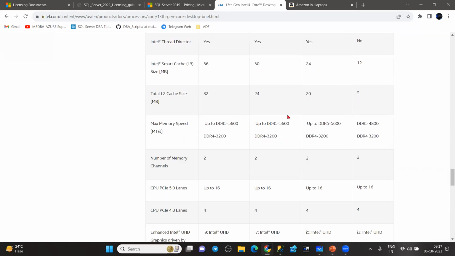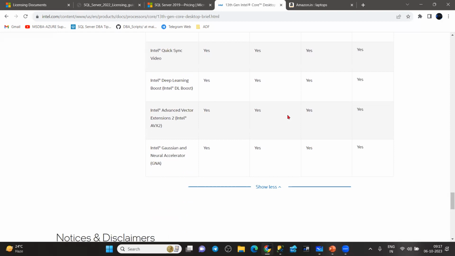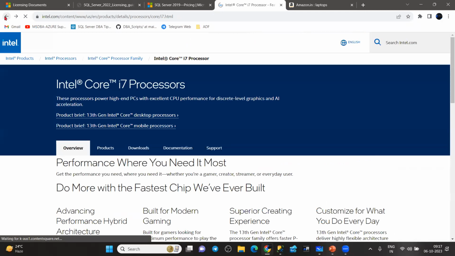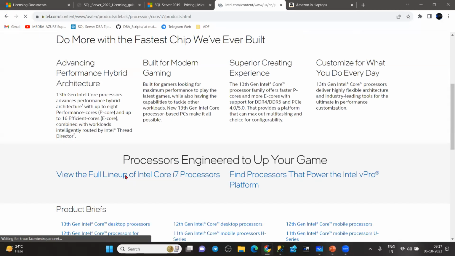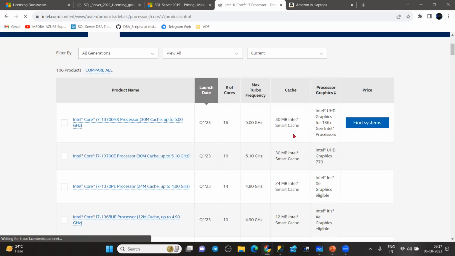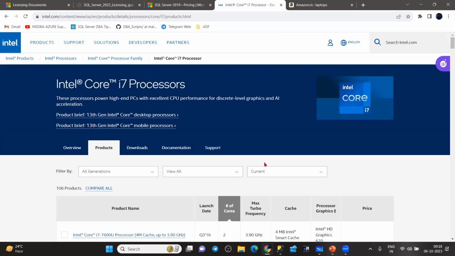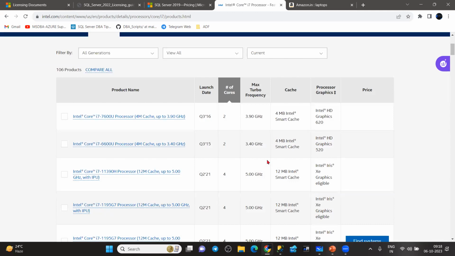Let me change the window to something different, sir, where you can see crystal clear. Yeah, this one. If you decide to purchase the i7, it can be 12th generation, 13th generation, or 11th generation. Scroll down. The minimum core you will get is 2.